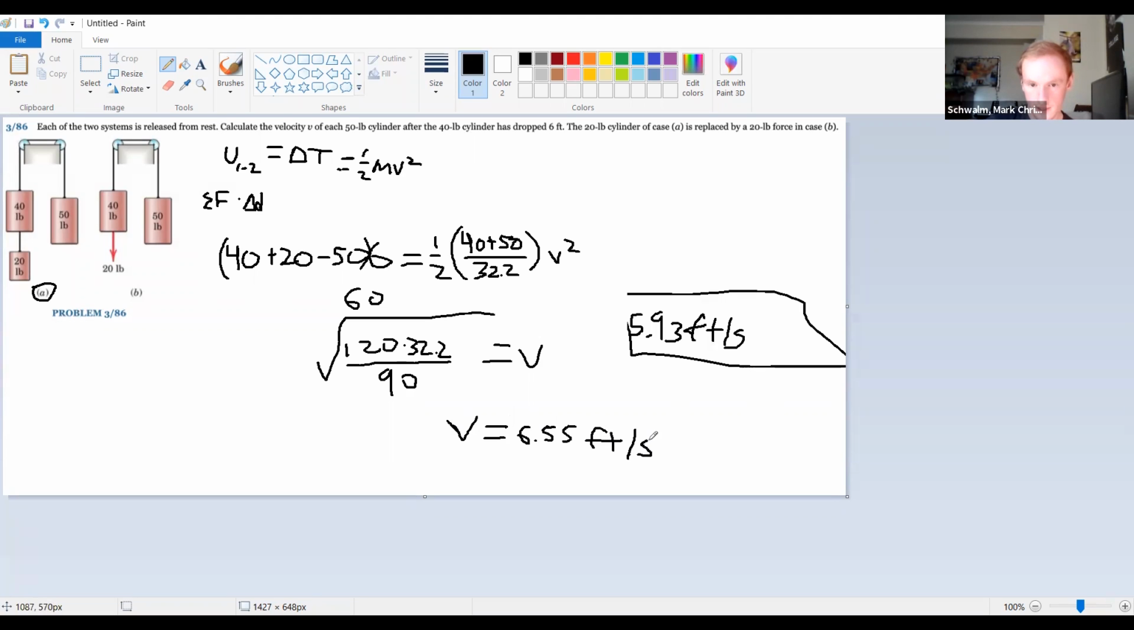per second. So as you can tell, if you use a force not associated with the actual weight of the system, it's going to accelerate faster. So instead of just waiting for gravity to pull it down all the way, you're just applying 20 pounds worth of force. You're going to see that the velocity after 6 feet will be faster than the velocity after 6 feet in the first case.